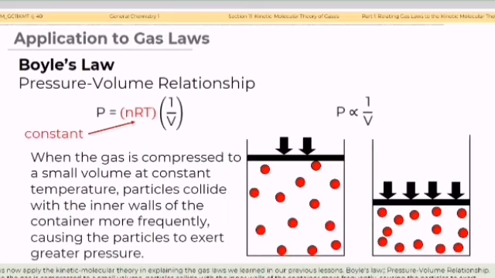Let us apply the kinetic molecular theory in explaining the gas laws we learned in our previous lessons. According to Boyle's law, the pressure-volume relationship, when a gas is compressed to a smaller volume, particles collide with the inner walls of the container more frequently, causing the particles to exert greater pressure. Hence, pressure is inversely proportional to volume.